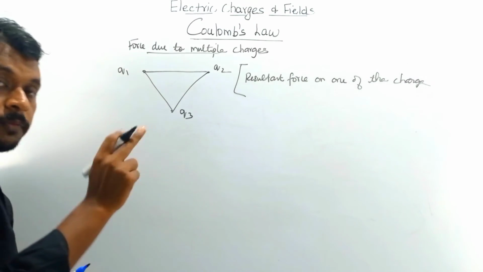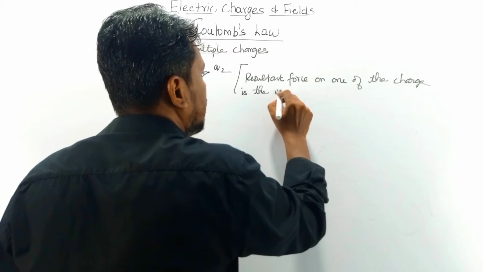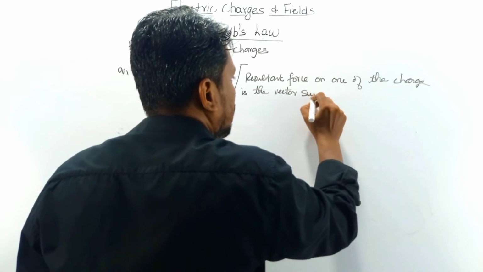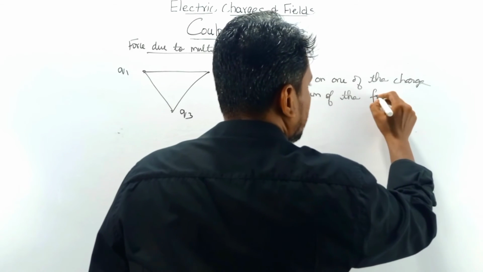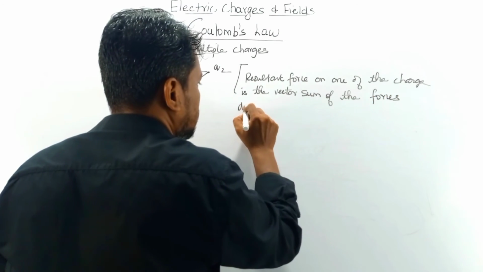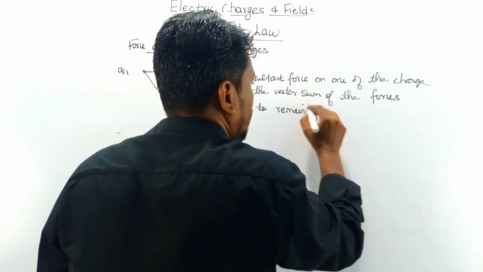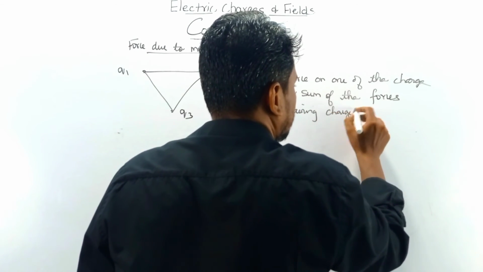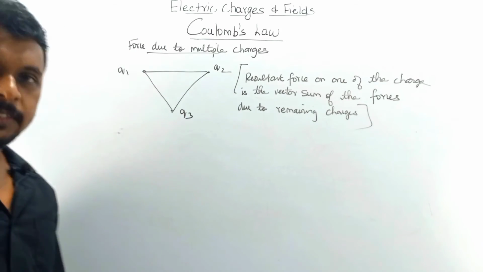The resultant force on one of the charges is the vector sum of the forces due to the remaining charges. This is the statement with respect to multiple charges.